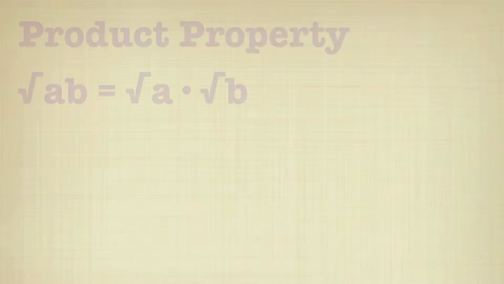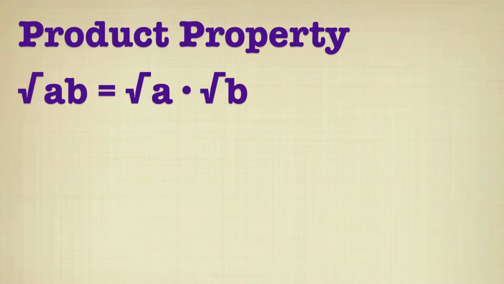Now, there are a few properties of radicals. Properties simplify radicals. The first property is the product property. The square root of AB is equal to the square root of A times the square root of B.